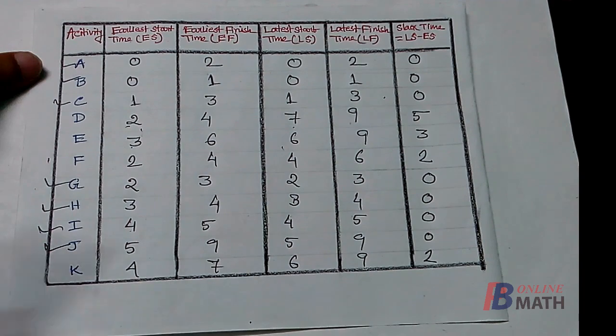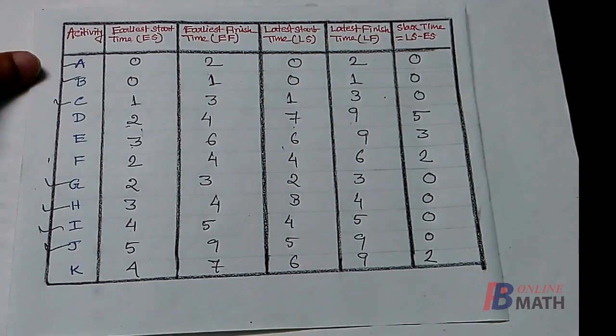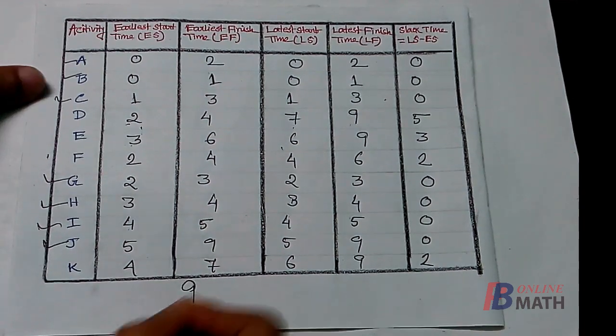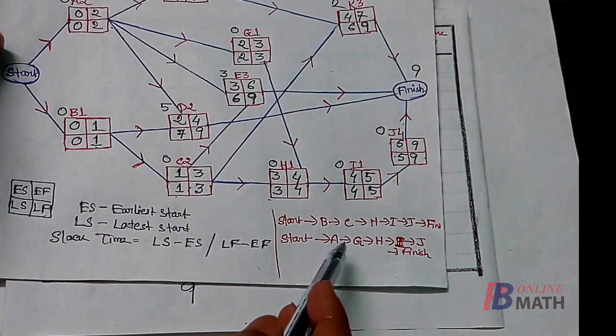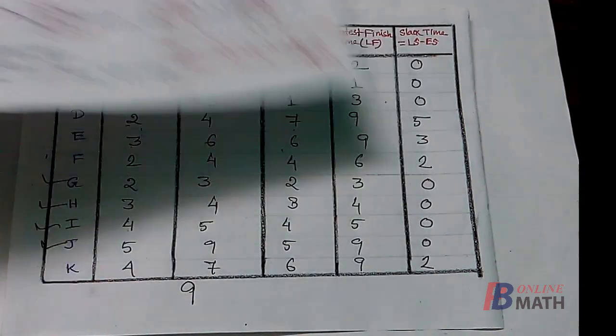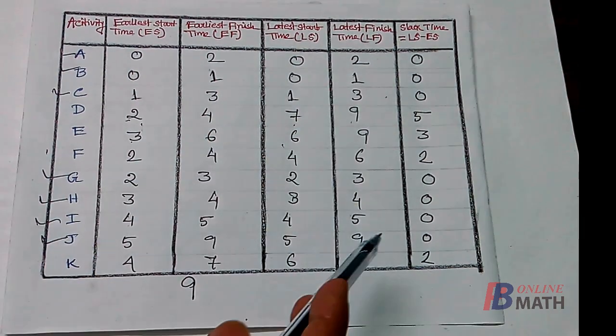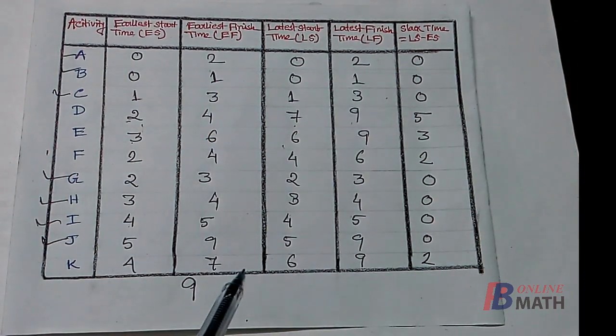So these are the results we need to obtain, and the total time required to complete the project is 9 weeks, and the critical paths are given by these two paths, and these are the critical activities, or alternatively the critical activities are given in the table with 0 slack times. So that completes the solution.